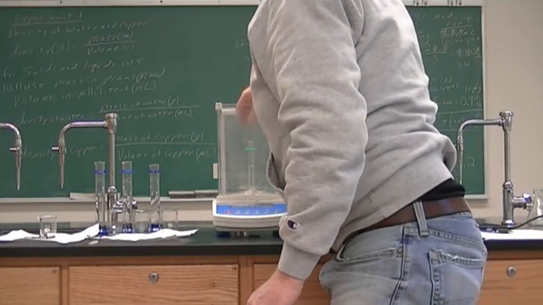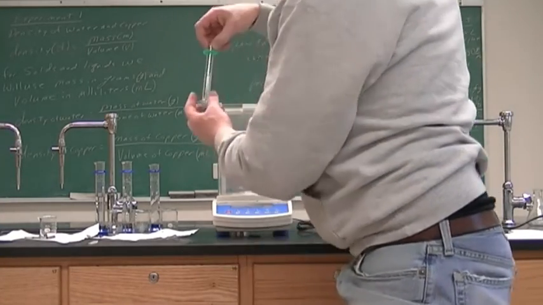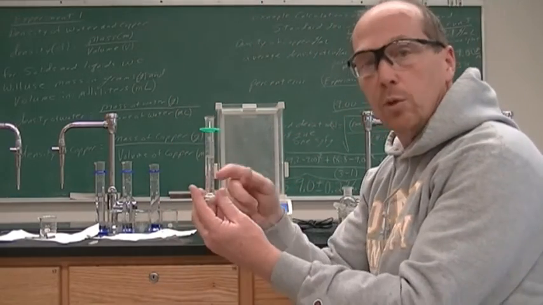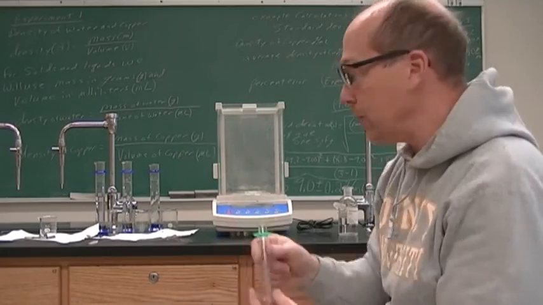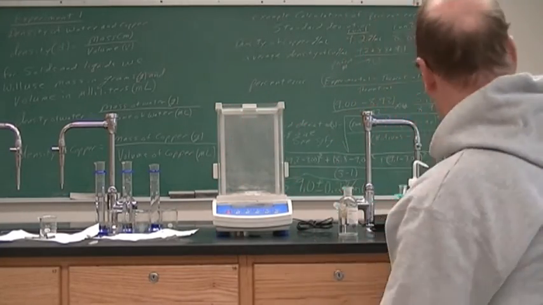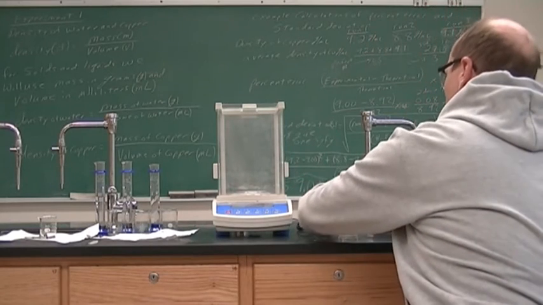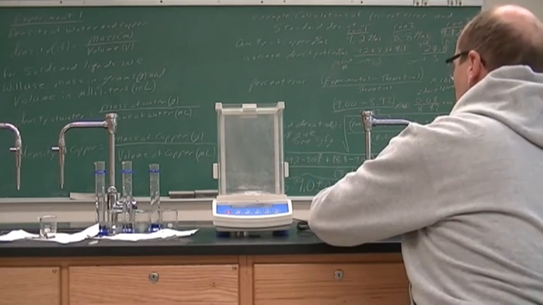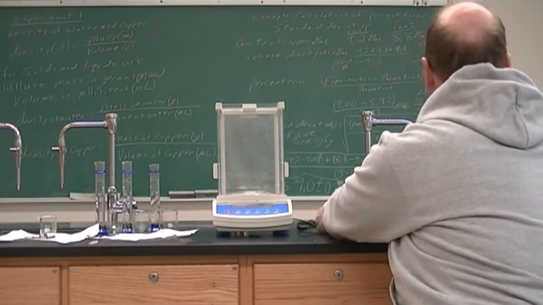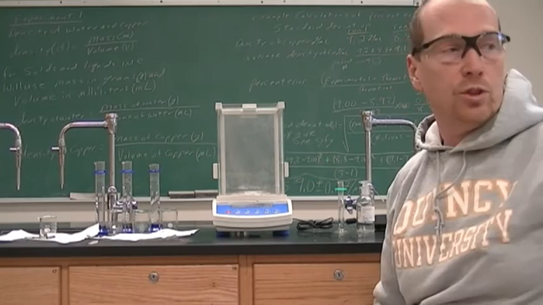All right, and so from that information, you can get the mass of the unknown. Since we weighed it empty, we weighed it with the liquid, you can now get the mass of the liquid. The volume of the liquid, we have that as 6.9 milliliters was the volume of liquid that was put in for our unknown liquid. All right, so now we're going to do a procedure for the unknown solid.